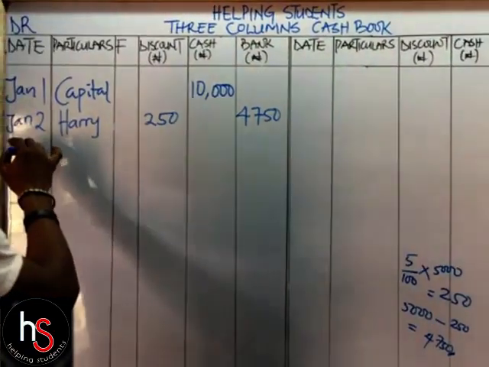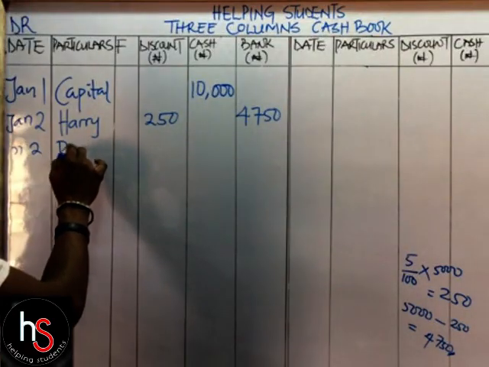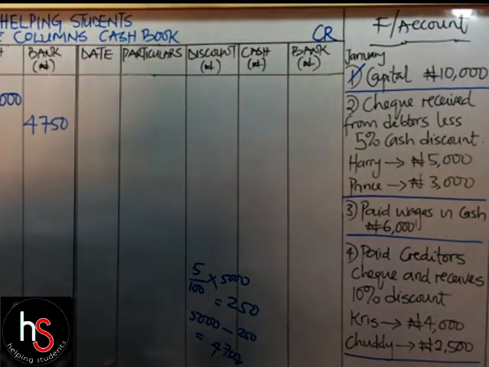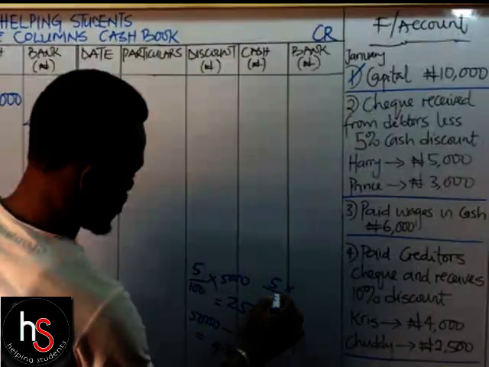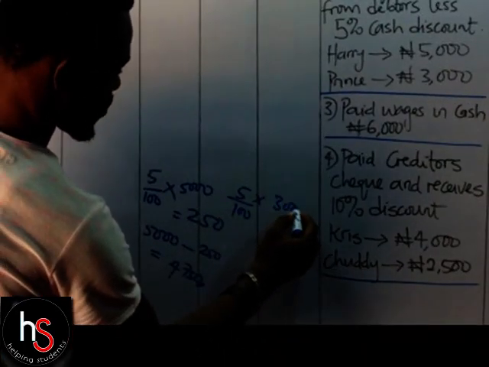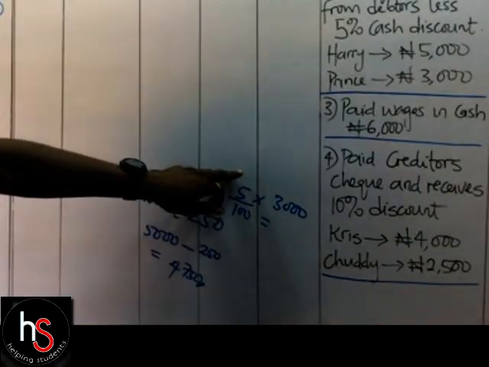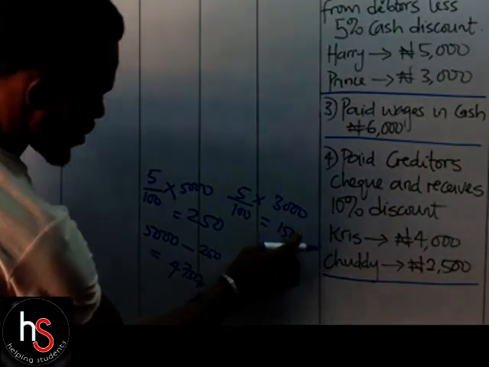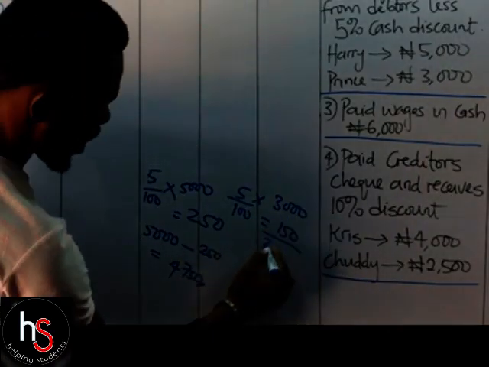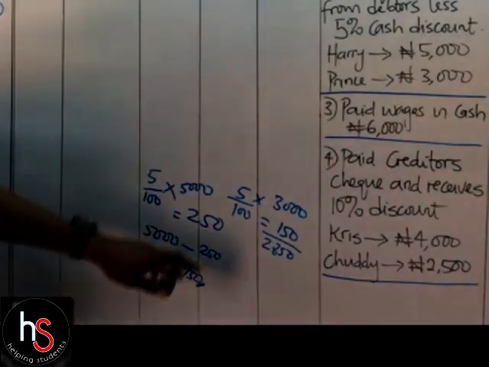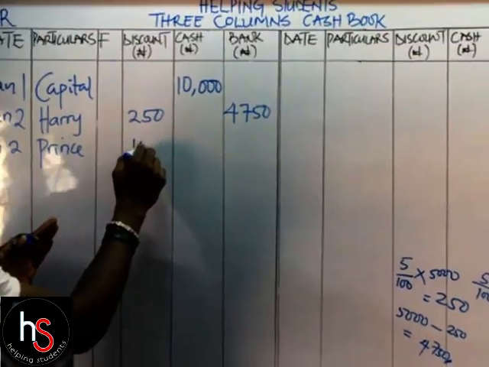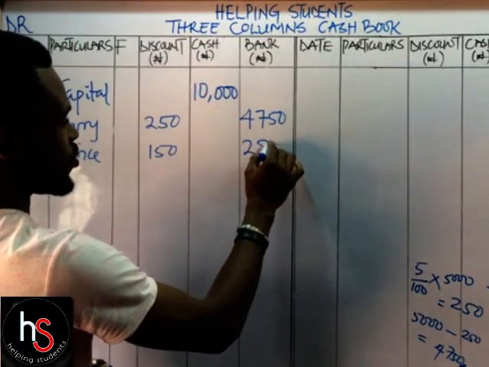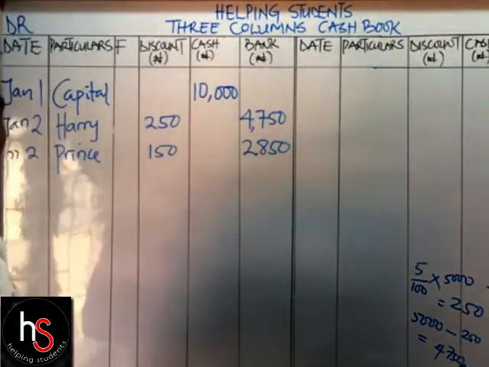Then we record for Prince with the same date. We write Prince. Prince is how much? 3,000. So the 5% of 3,000, you now say 5 over 100 times 3,000. Now what does it give us? 5% of this gives us what? 150. So by the time you subtract 150 from 3,000, how much do we have? 2,850. So under the discount, you record 150 for Prince. Then the value we record is 2,850. Okay? I hope you understand this.